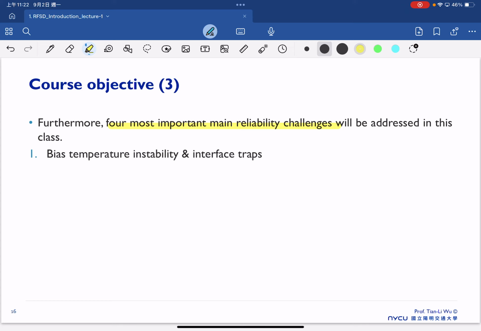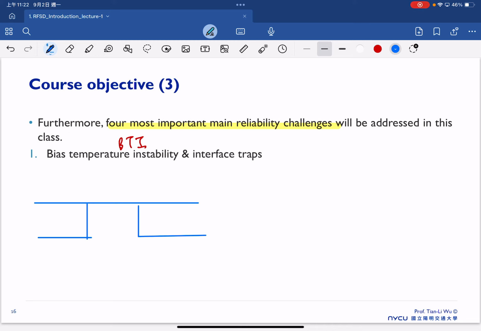The first one we will talk about is bias temperature instability and interface traps. Generally we call this BTI. We will use a MOSFET as one example. That's the second time for you to see the MOSFET if you are pretty fresh. But by the end, even if you are still following, you will have a good basic concept of the MOSFET, because we will use the MOSFET again to understand this.